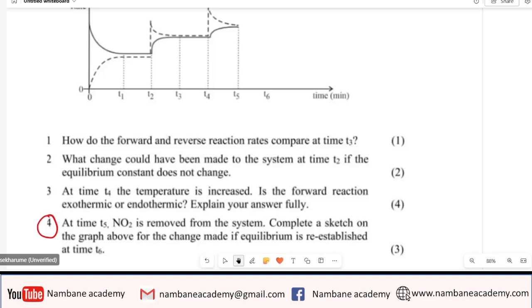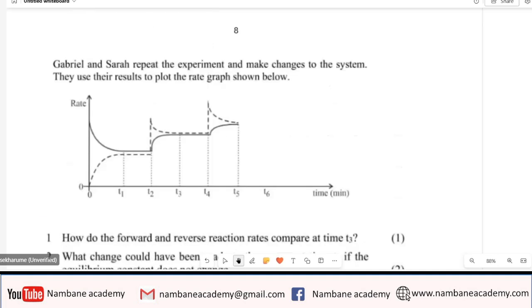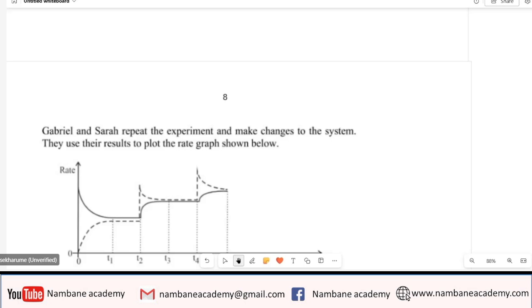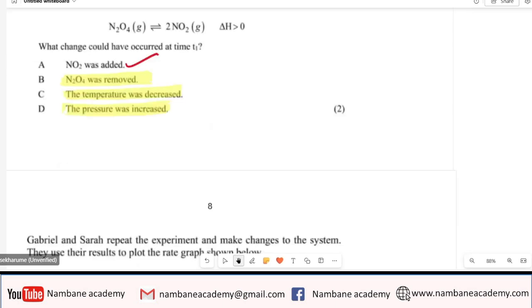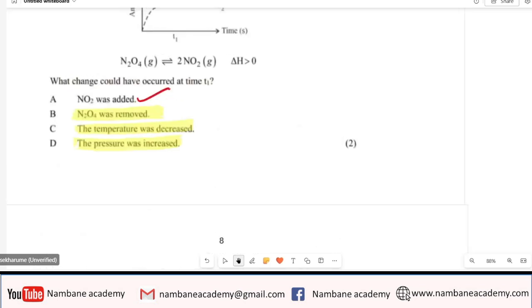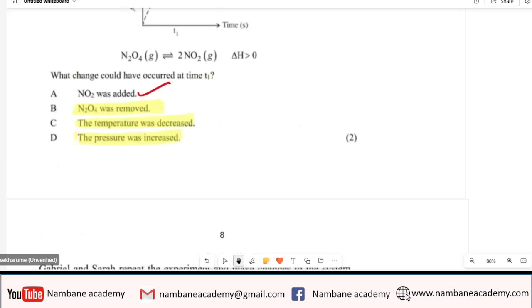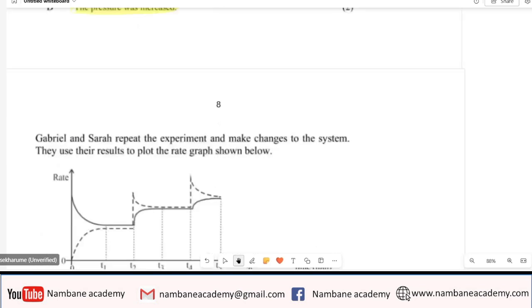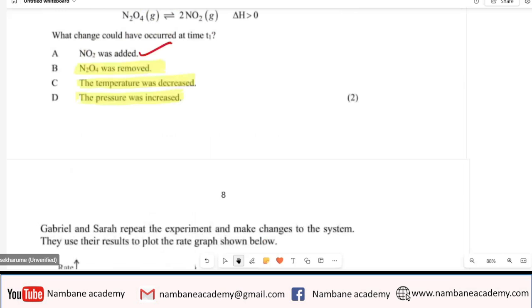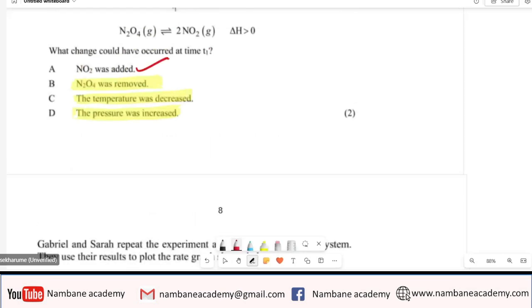I want to complete the statement. So I'm not sure, is it N2O4? This one is a long question. I didn't write it down. You see now. N2O4, 2NO2.